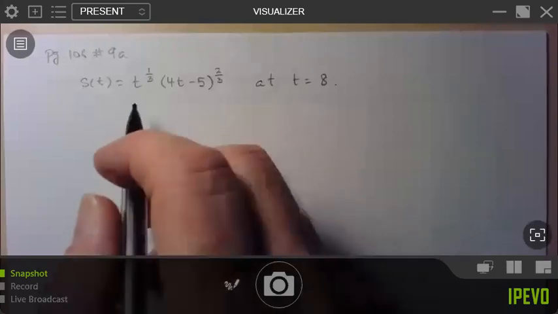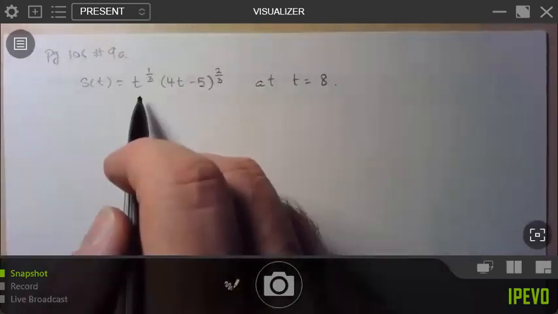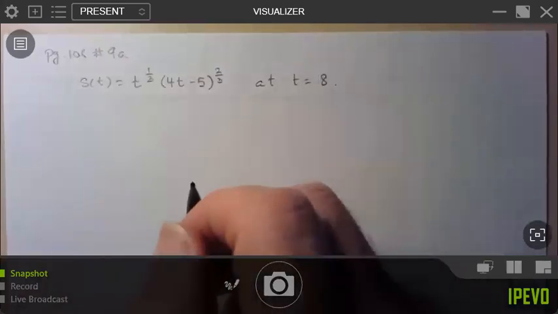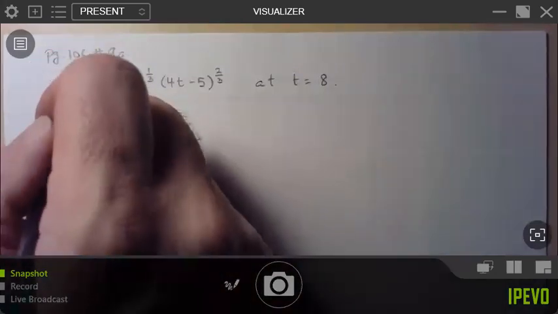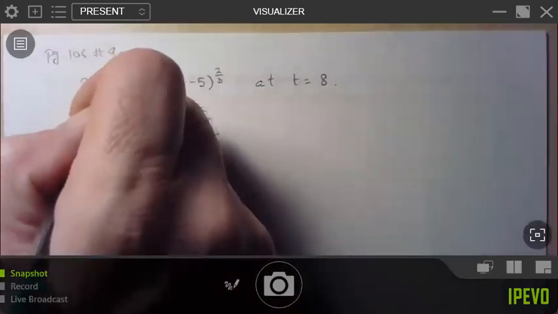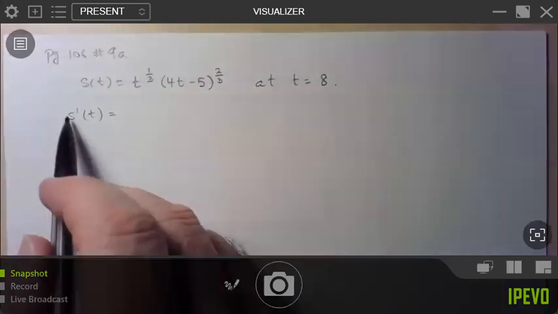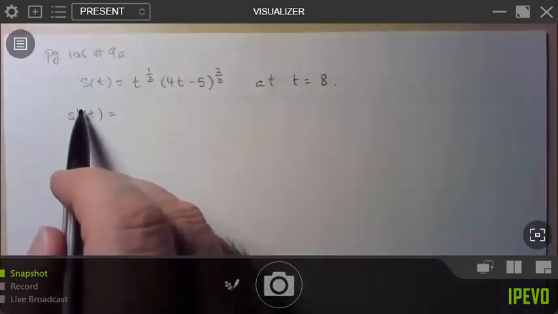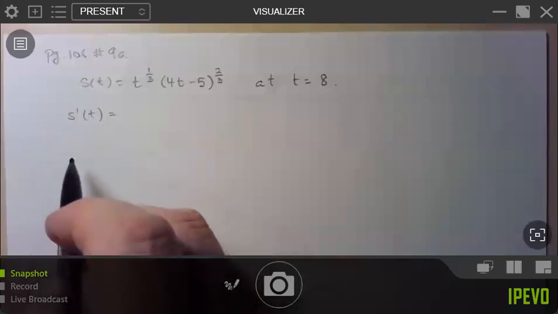So again, obviously the first thing we have to do is find the derivative function, and then from there, we can worry about inputting the t value. Okay, so s prime of t. Keep in mind, I'm taking the derivative with respect to t. This prime notation assumes that we're taking the derivative with respect to whatever the input is.